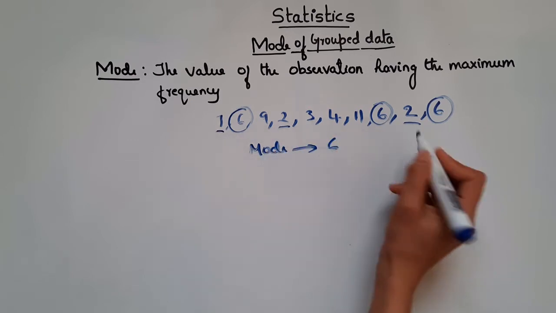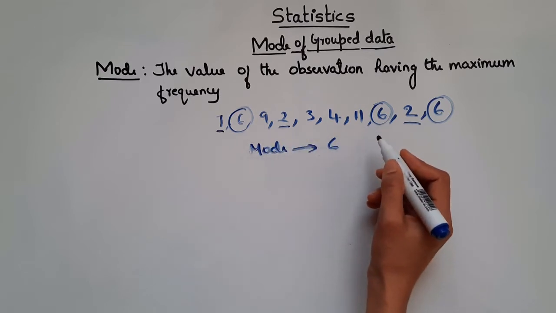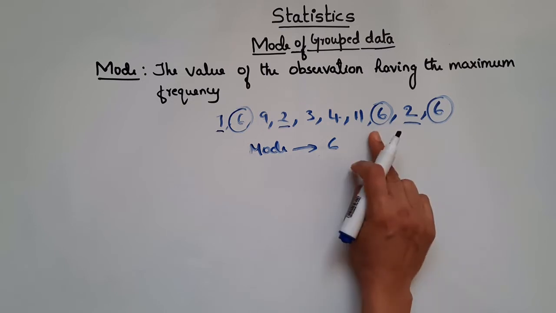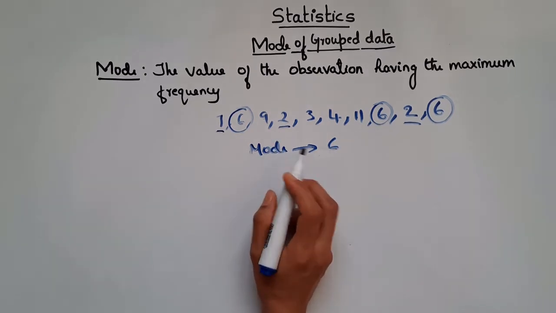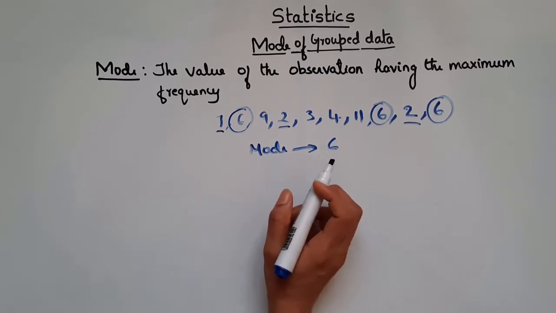6 has occurred 3 times, the maximum number of times. All other numbers have occurred only once or twice. But 6 has occurred 3 times, which is the maximum frequency in this given observation. So we can say 6 is the mode of this given data. This is how we find the mode for ungrouped data. Now let's see how to find mode for grouped data.